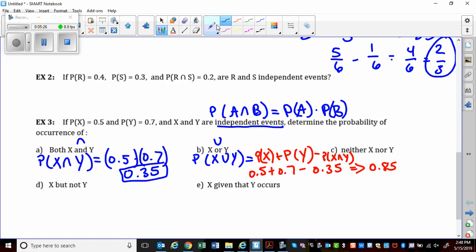The probability of X nor Y is the same as the complement of the probability of X or Y. We don't want either, so the complement of that. And this is 1 minus the probability of X or Y. Well, X or Y we have right here. So 1 minus 0.85, which I think is 0.15.